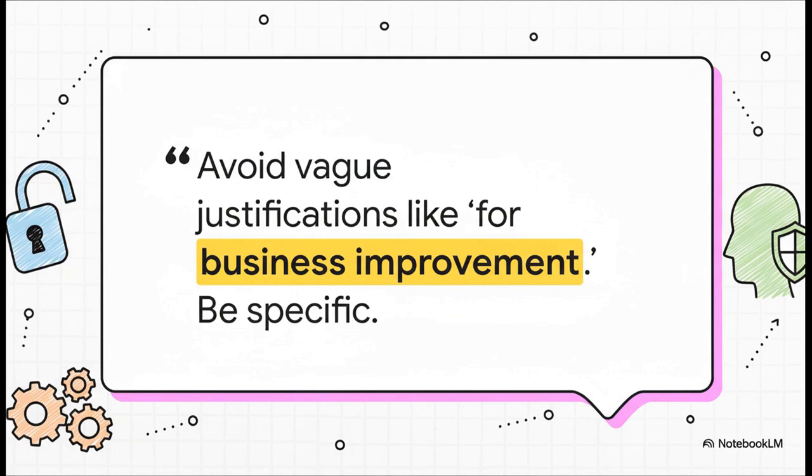You can't get away with vague justifications like, oh, it's for business improvement. That's going to fail this test for sure. You need something concrete, something you can defend, like to prevent fraudulent duplicate accounts, or to secure our network from bot attacks. See? That's a clear purpose.